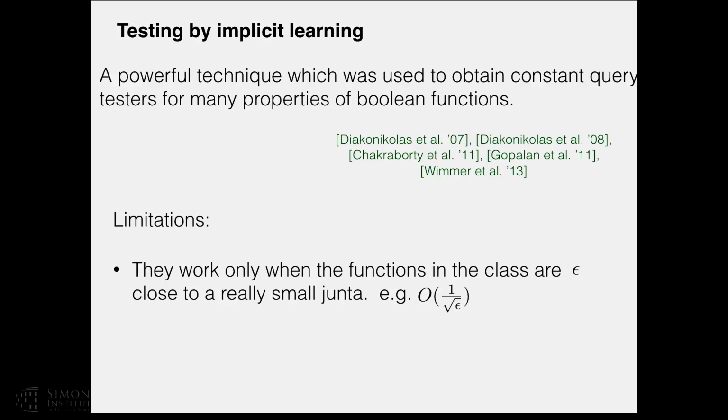They work only when the function is epsilon close to a really, really small junta. So the junta size has to be at most 1 over root epsilon. This clearly wouldn't work in our case because the junta size is 1 over epsilon square for submodular functions, which is clearly much larger than this. And one other limitation of these algorithms is they work only in the Hamming setting. So in our algorithm, we get rid of this dependence on epsilon. So our algorithm would work even if the size of the junta is 2 to the power 1 over epsilon or 2 to the power 2 to the power 1 over epsilon. And also it would work for a general LP testing model.